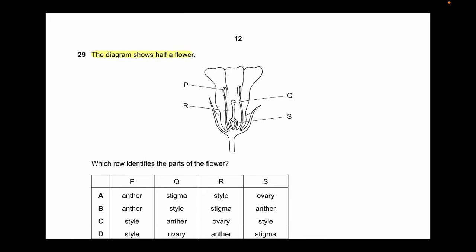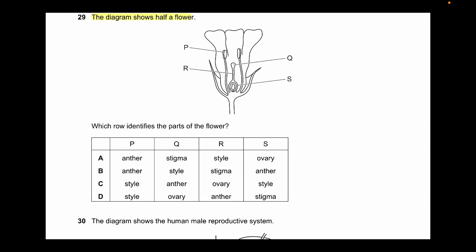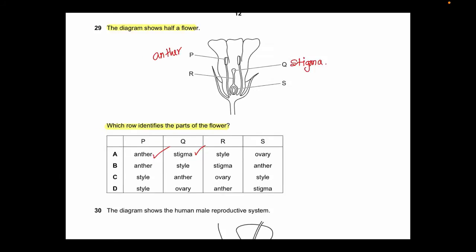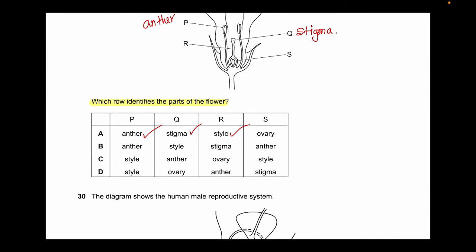The diagram shows half a flower. Which row identifies the parts of the flower? So we can see Q, which is the stigma. Now you see, a question like this can be easily answered with techniques. P is anther. So since Q is stigma, the only option with Q being stigma is A. P is anther and R is style and S is ovary. So option A is the correct answer.